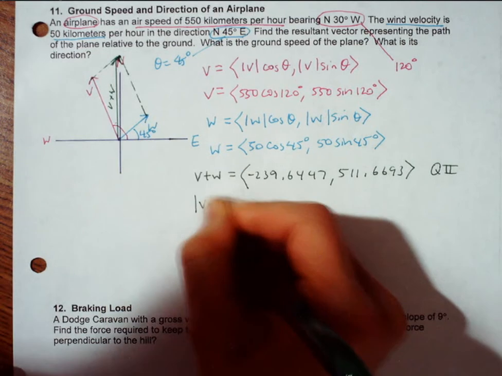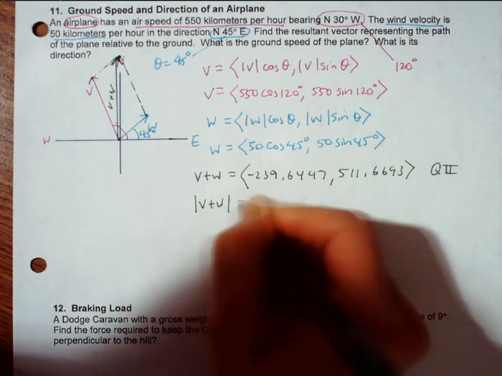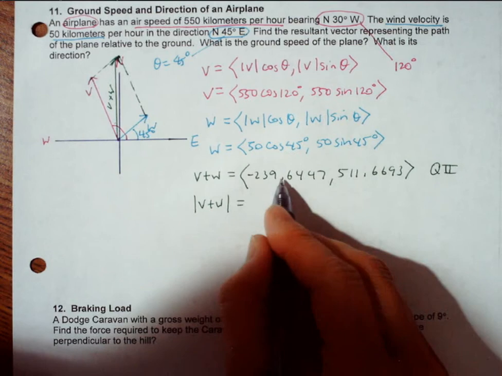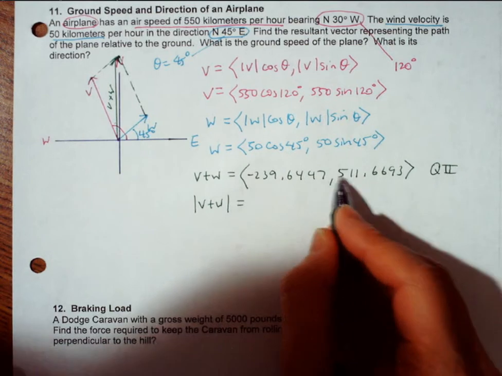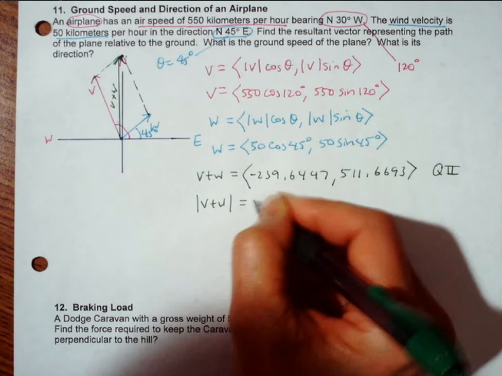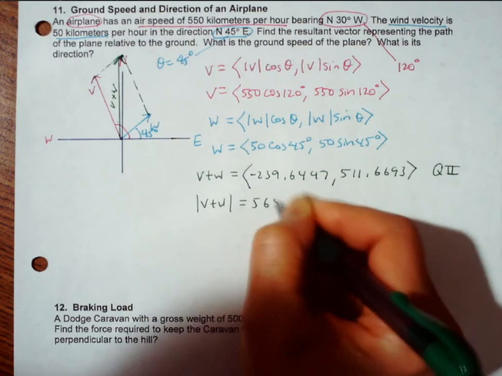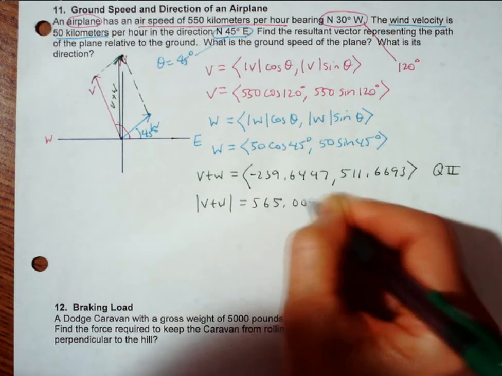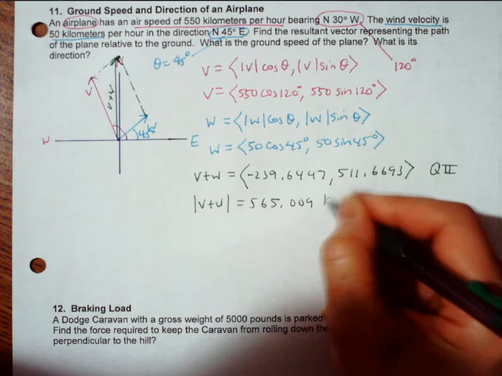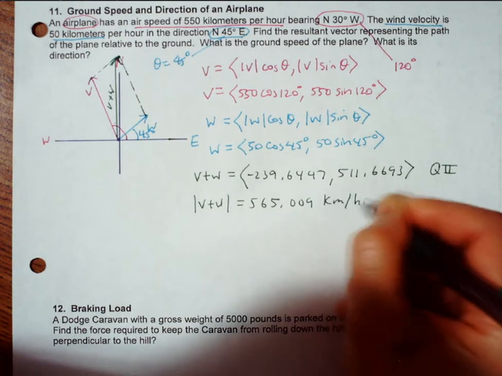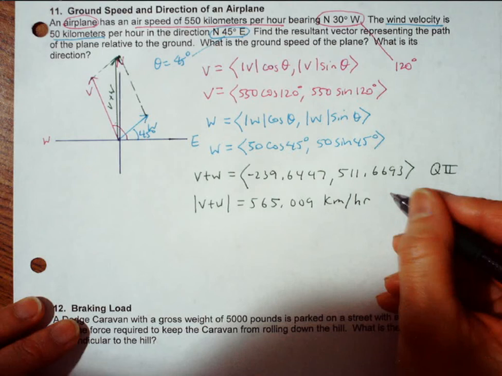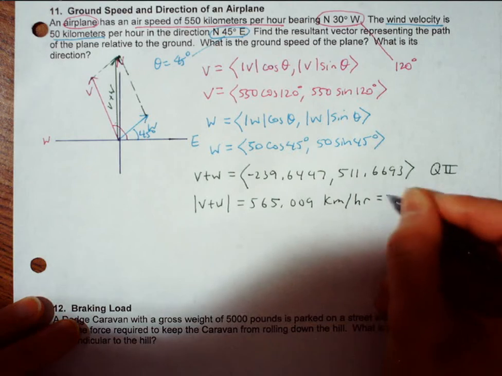So now when you take the magnitude of that, v plus w, I take the x component, square it, y component, square it, add it together, and then take the square root. So I end up with 565.009 kilometers per hour. Okay, so that represents the ground speed.